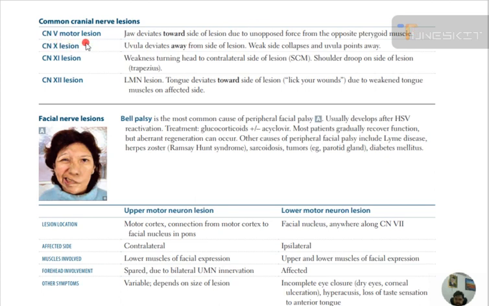Cranial nerve 10 lesion. The uvula deviates away from the side of the lesion. So if we have damage of the right cranial nerve 10, the uvula will deviate towards the left. So the weak side collapses and the uvula points away.